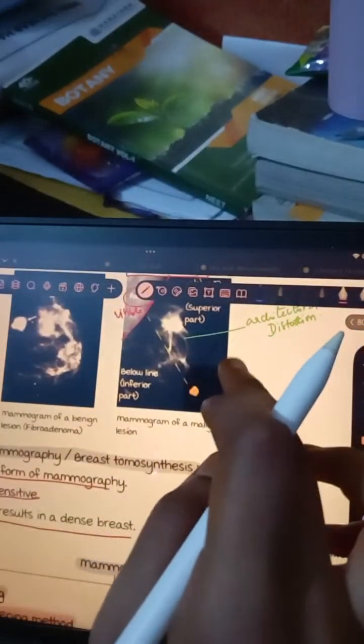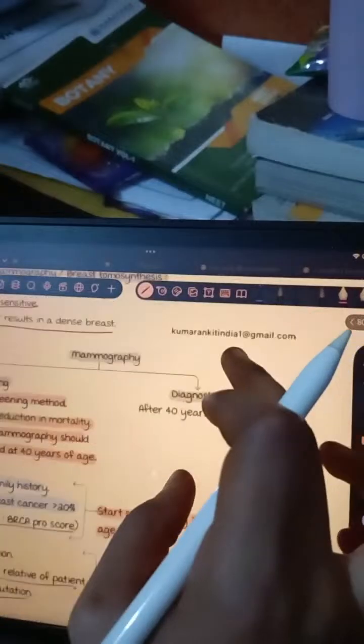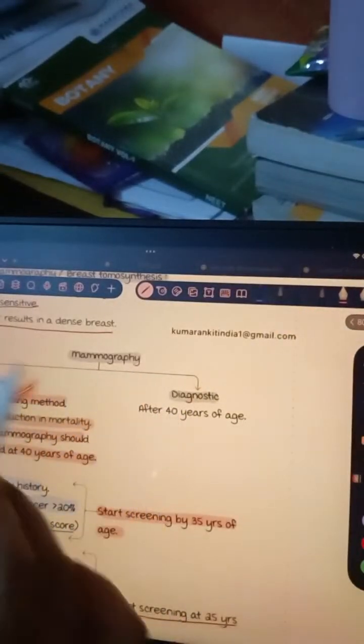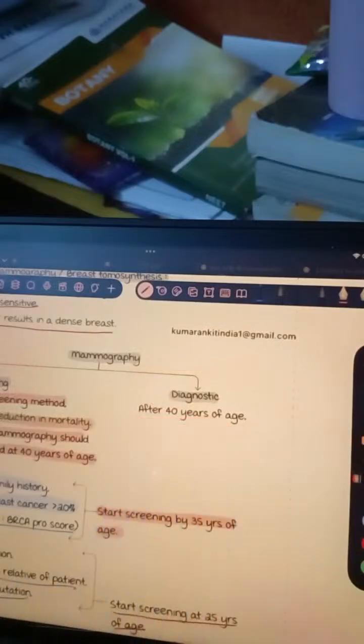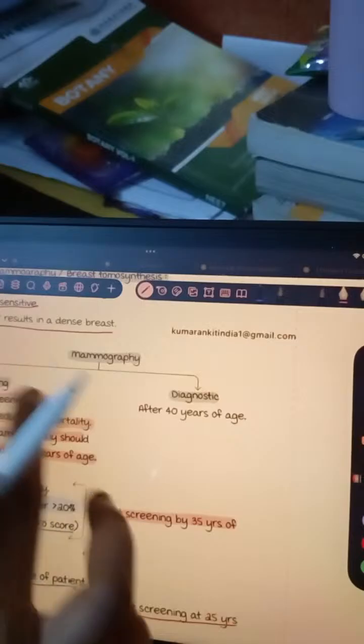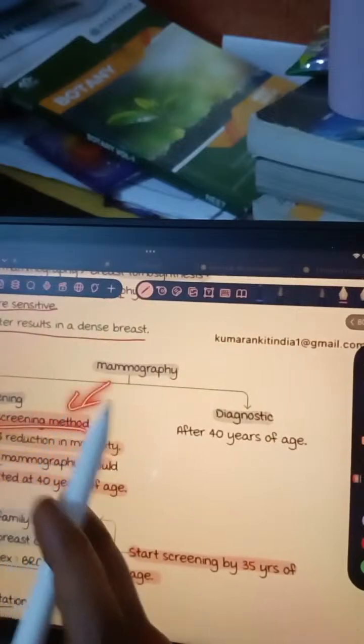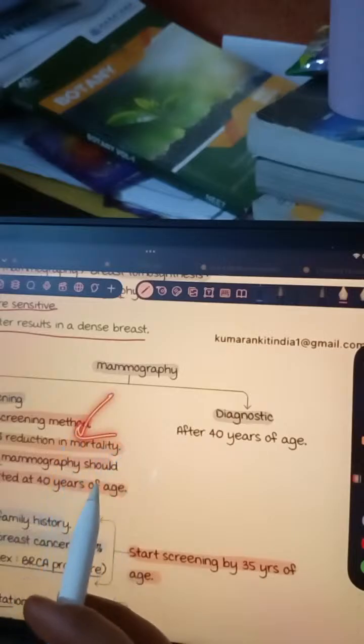3D mammo is the best because it is the latest form of mammography, which is more sensitive and gives better results in a dense breast. Mammography is also of two types, screening and diagnostic. Diagnostic is after 40 years of age, and screening is when we have to screen. It is a breast screening method, and there is a 15 to 20% reduction in mortality.